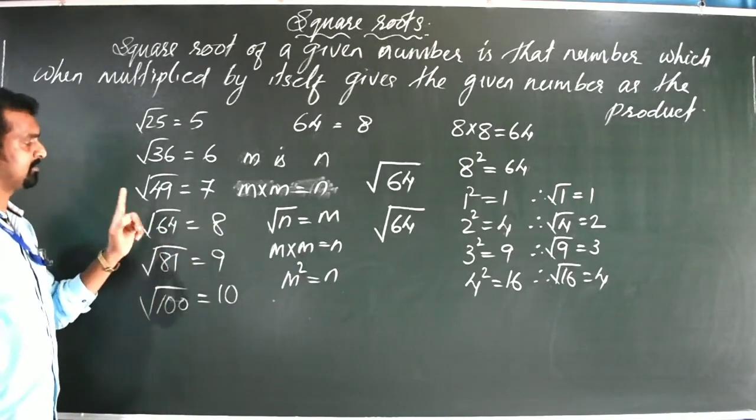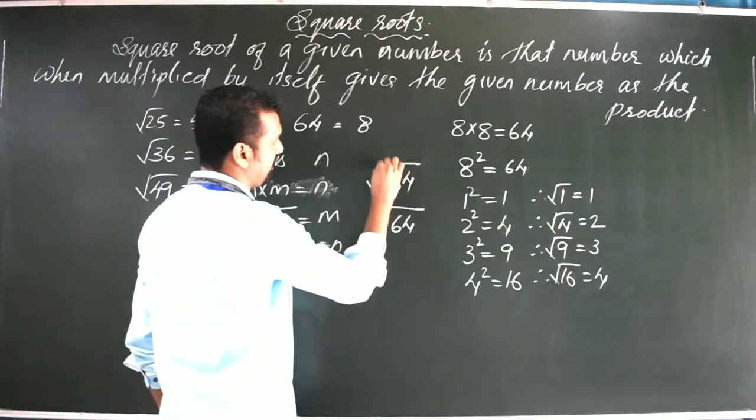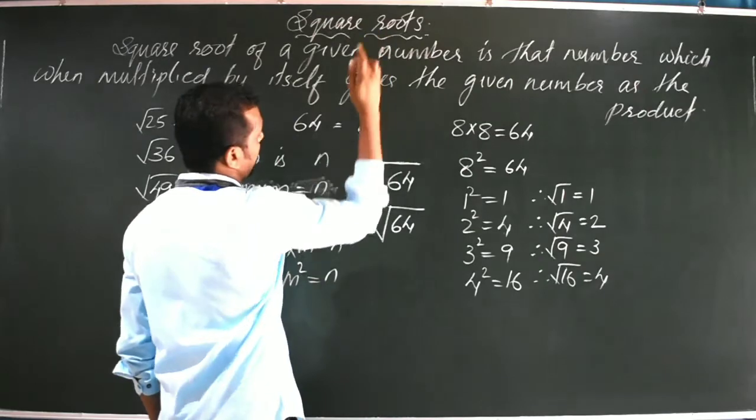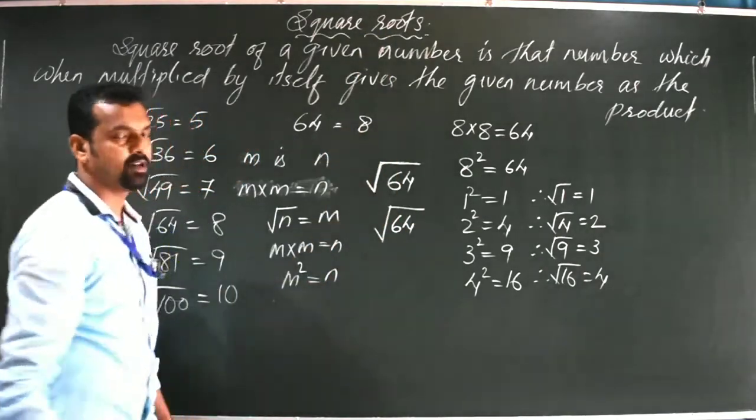Then remember this symbol, square root. This way we can draw this symbol and read it as square root. Square root of a number. Square root of 64 is equal to 8.